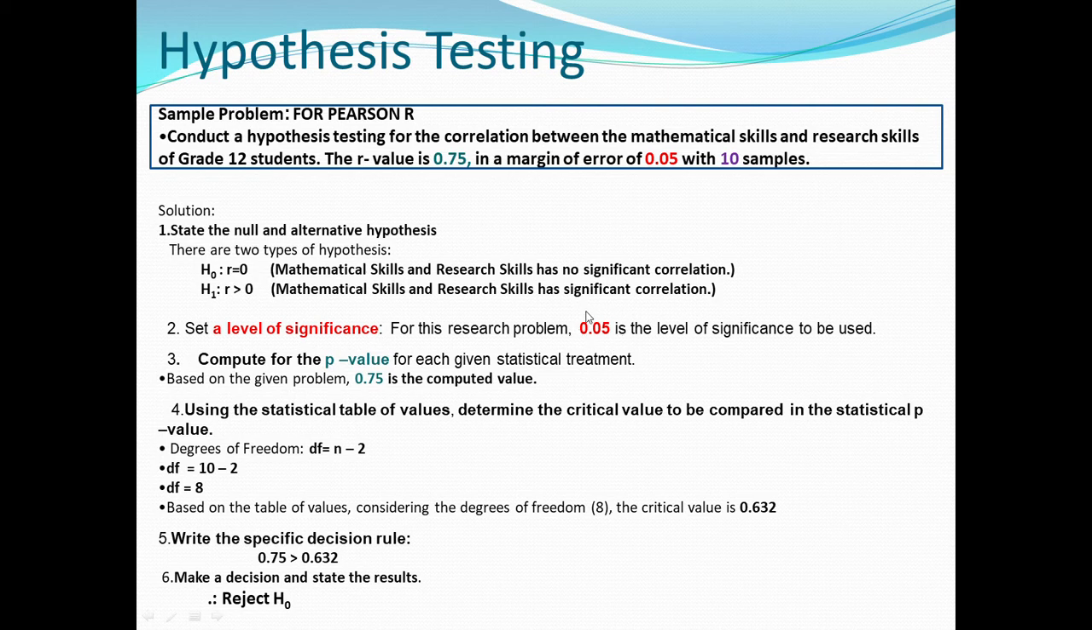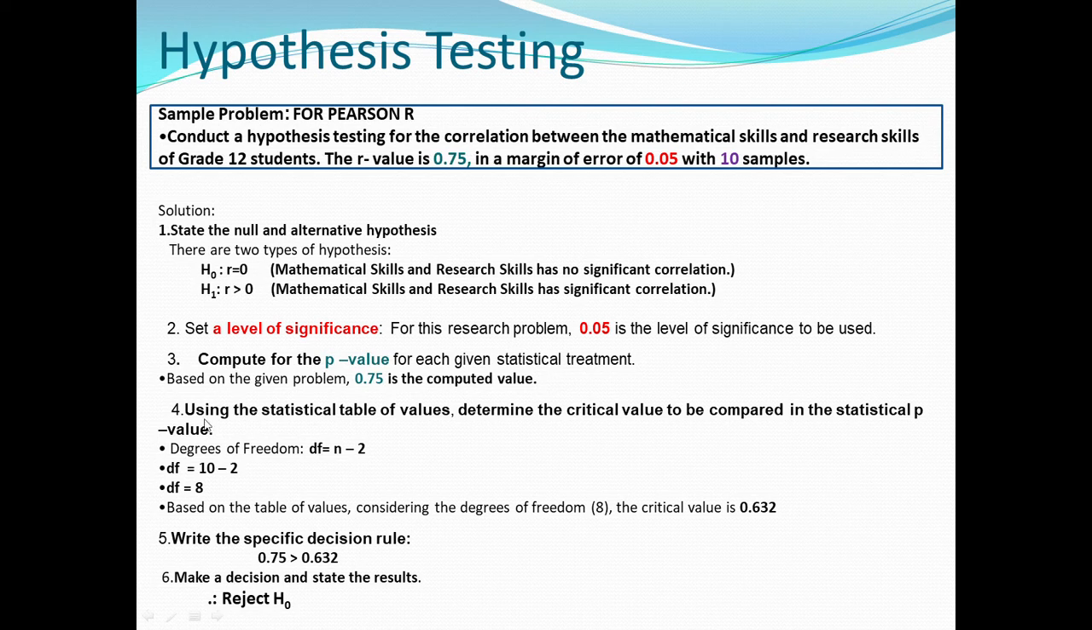So, saan nakuha tong 0.05? It is already given. Nasa sample problem na siya. Then, the third one is compute for p-value. Okay. So, since hindi na natin kailangan computein yung p-value dun sa ating sample problem kasi given na siya, it should be p-value 0.75 or ito yung computed value. Again, p-value and computed value ay iisa lang. Ayan. So, based on the given problem, again, 0.75 is our computed value.